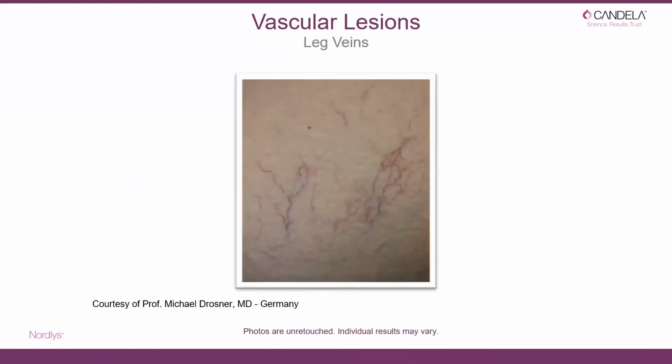Vascular lesions, so again, leg veins here. These can vary greatly in size. As you can see from the image here, we've got some very small vessels, which are probably less than 0.5 millimeter. And some of these vessels are probably 1 and potentially up to 1.5 millimeters in diameter. So you can have a wide variation in the size of vessels, particularly when you're looking at leg veins.